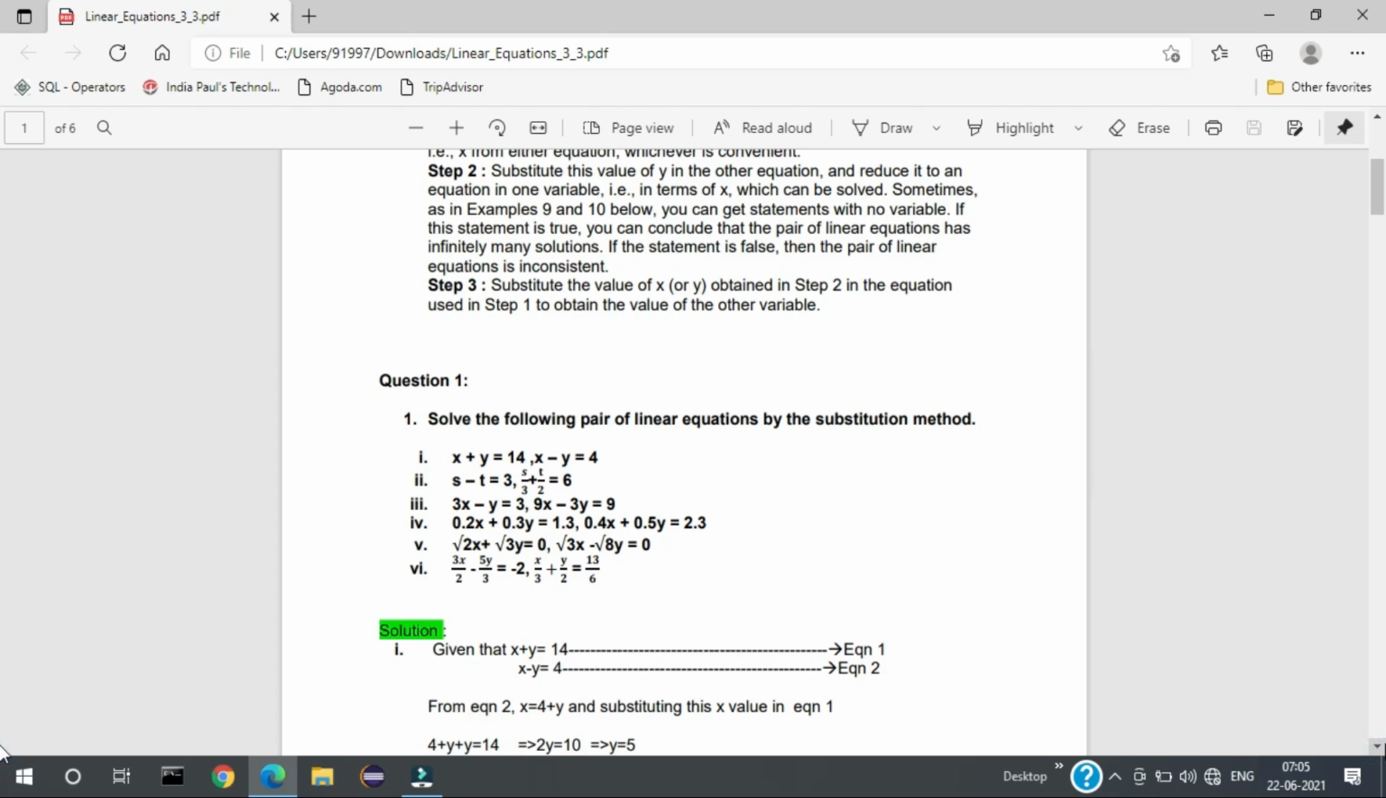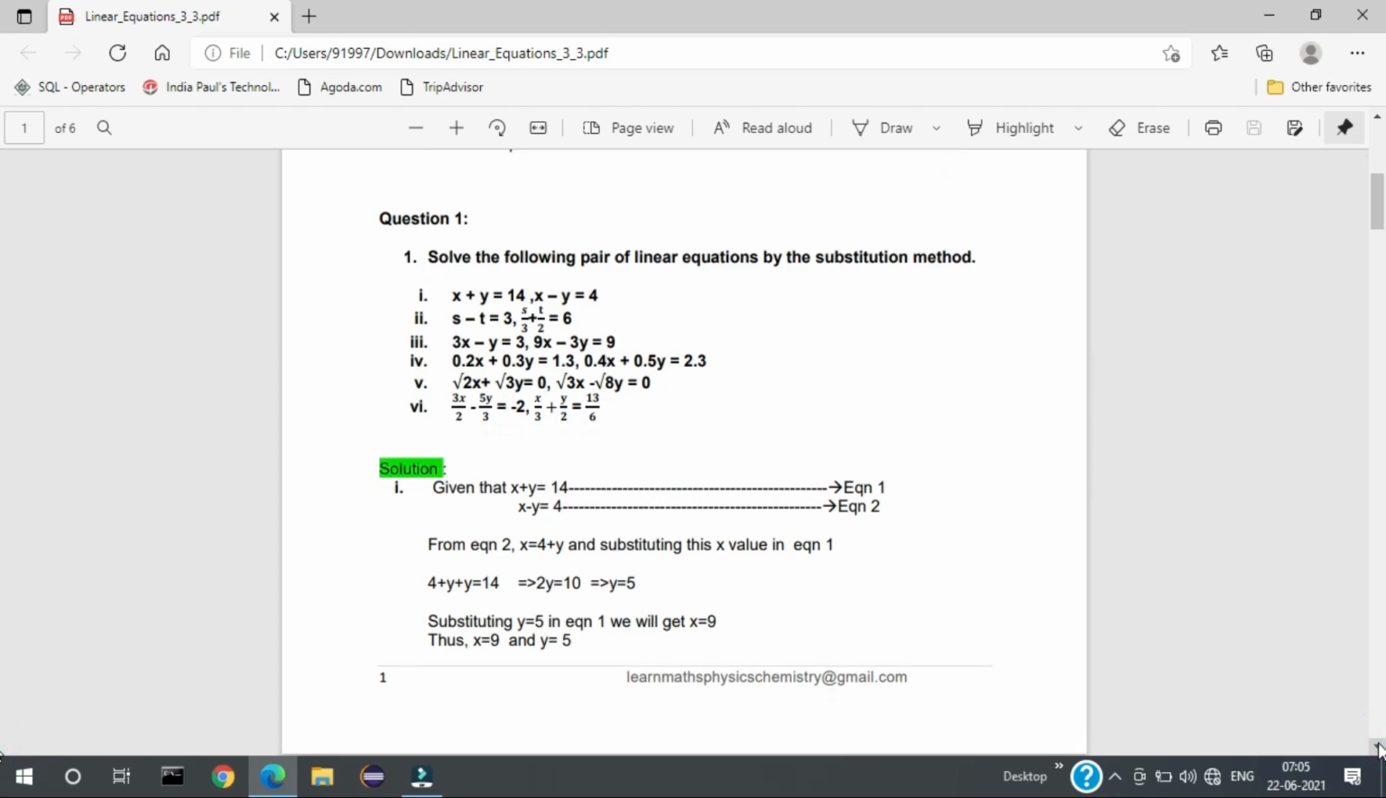Next, coming to the problems. The substitution method we studied, we are going to use to solve the problems. In the substitution method, if two equations are there, we first write y in terms of x or x in terms of y. On solving those equations, we may get one variable, and substituting that variable in the second equation, we can get the other variable. Like that we are going to solve the equations.